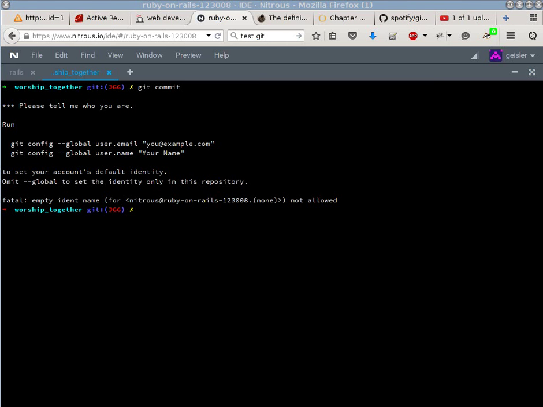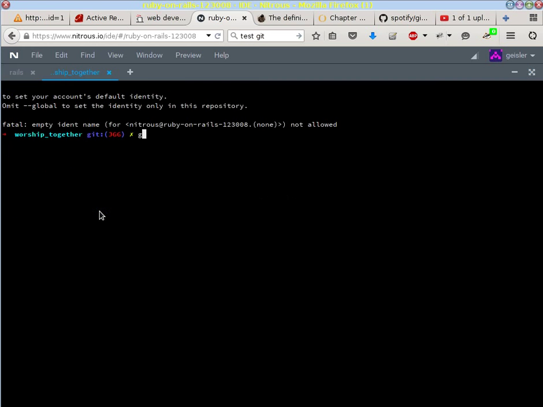When you first try to do a git commit, you will probably run into this kind of an error message right here, where git asks you to tell it who you are. And the nice thing about it is it gives you this output. So you should be able to just follow along and type those two things in.